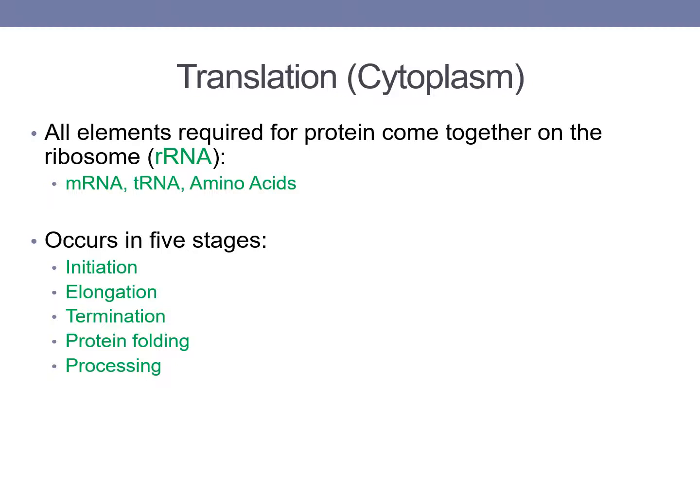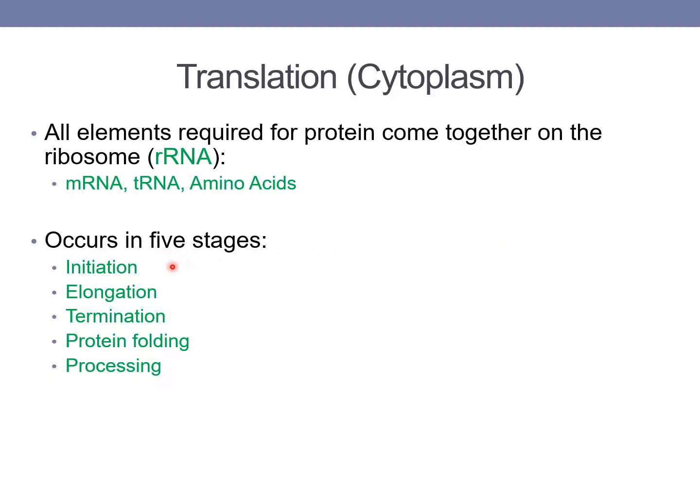All of the elements required for protein are going to come together on the ribosome. Remember, the ribosome is protein and the ribosomal RNA. And so the role of ribosomal RNA is to become part of that ribosome. The other components necessary for the translation of RNA into proteins are the messenger RNA, the transfer RNA, and the amino acids.